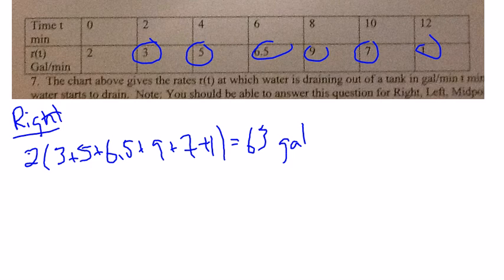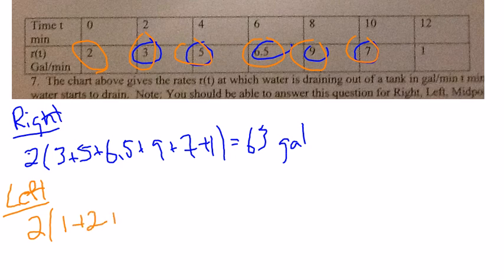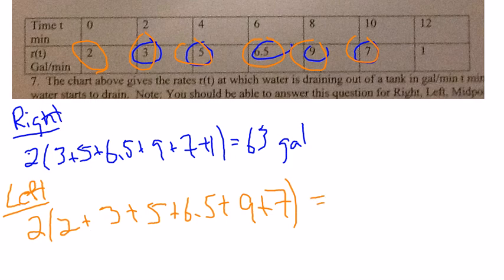Okay, next one, I want to do the left. So instead, I will not do this, and I'll take this guy instead. So I'll do these guys. And that gives me 2, which is the width, times, add all of them up: 2 plus 3 plus 5 plus 6.5 plus 9 plus 7. That comes out to be 65 gallons.